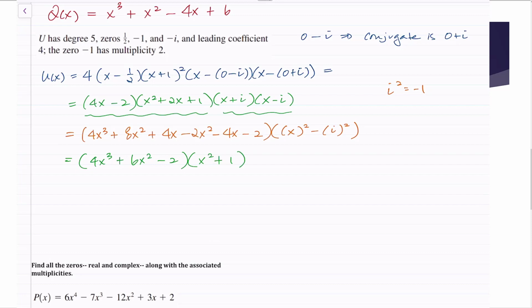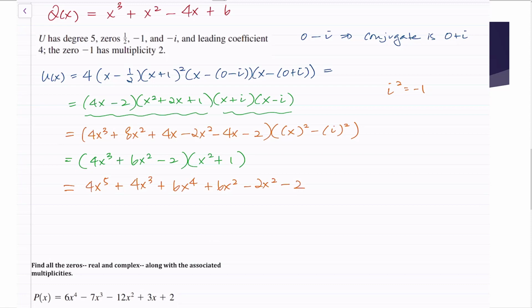So I'm almost done. There's going to be a little cleanup, and then I'll be done. So I'm going to keep on expanding. 4x cubed times x squared would be 4x to the 5th. 4x cubed times 1 would be 4x cubed. 6x squared times x squared would be 6x to the 4th. 6x squared times 1 is 6x squared. -2 times x squared is -2x squared. And -2 times 1 is -2.